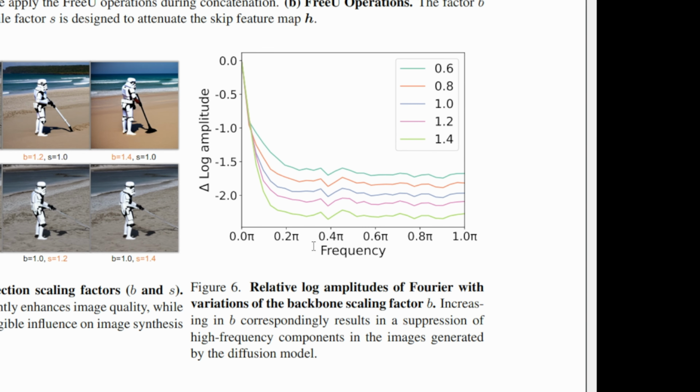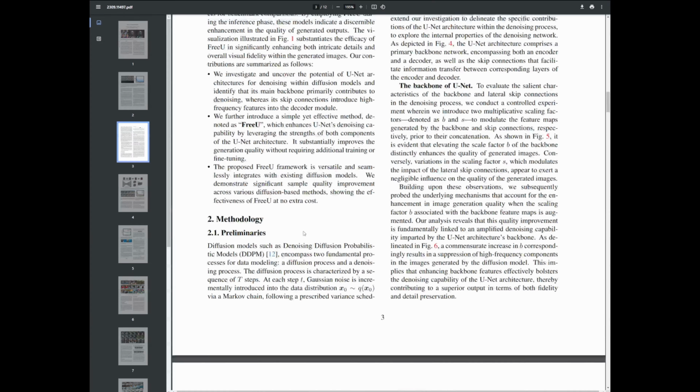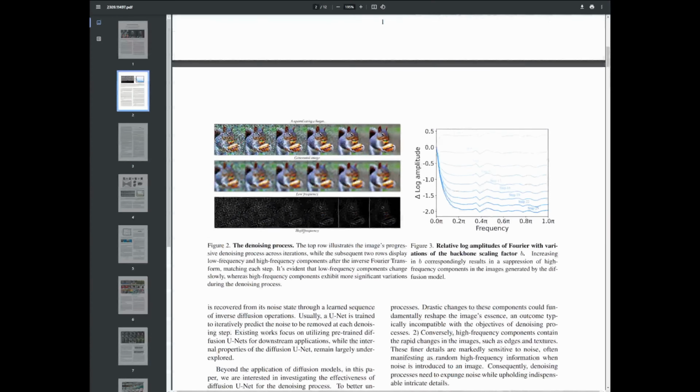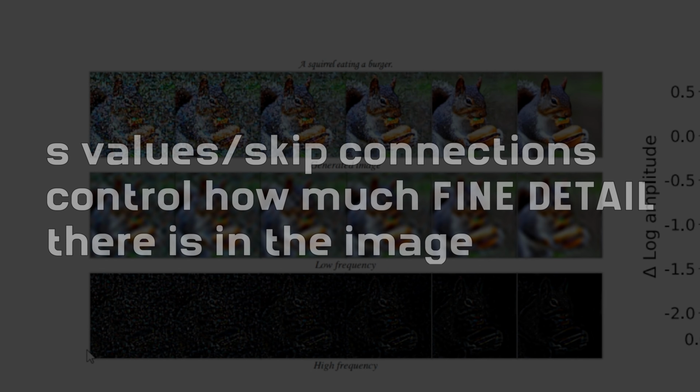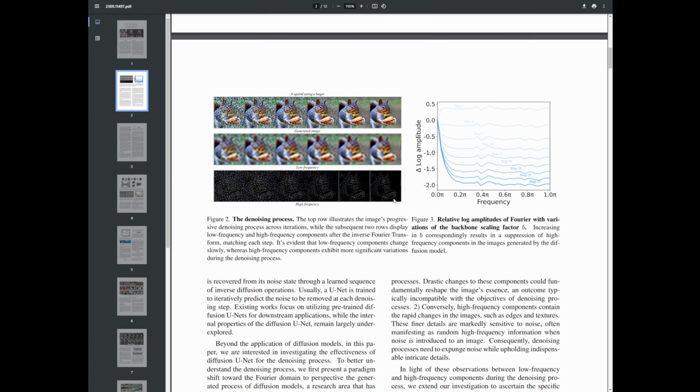The graph shows that increasing the backbone scaling factor results in suppression of high-frequency components in the images generated by the diffusion model. So if you forgot or don't remember, the high-frequency components are the secondary and tertiary details of the image. So the S values or the skip connections control how much detail actually goes into these areas.